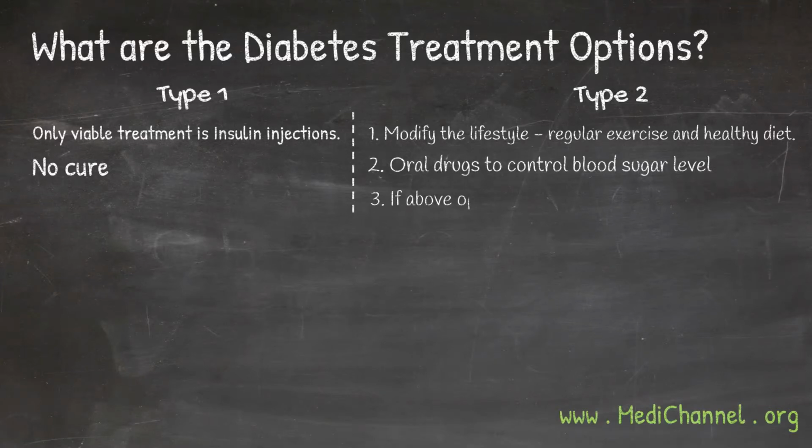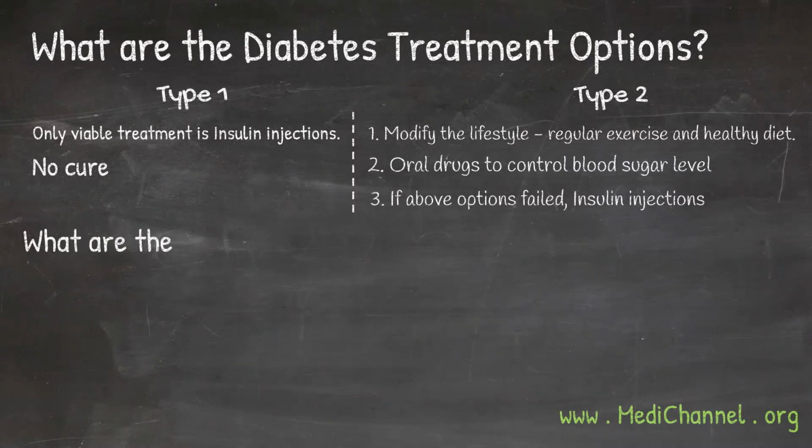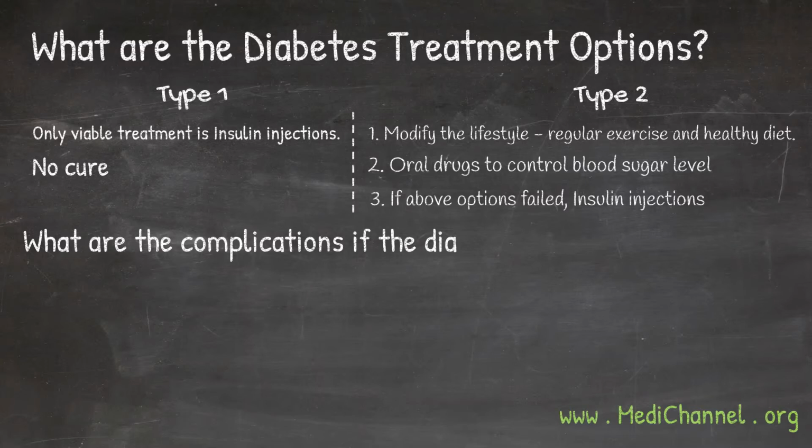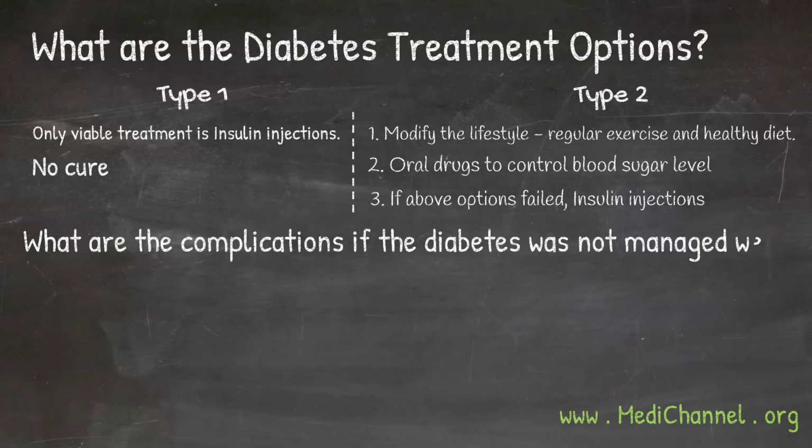Second, take oral drugs to control blood sugar level. Drugs may help to enhance the action of insulin. Third, insulin treatment. Insulin is needed when oral diabetes drugs fail to maintain the blood sugar level within a healthy range. What are the complications if the diabetes is not managed well?